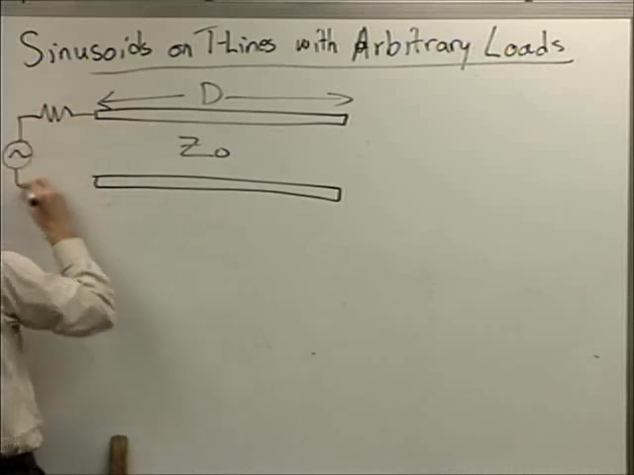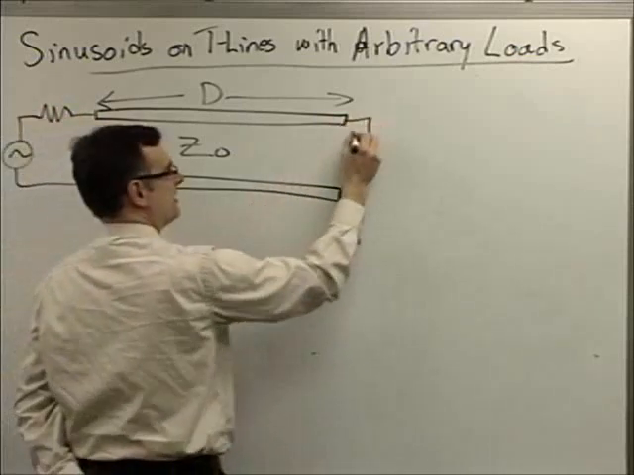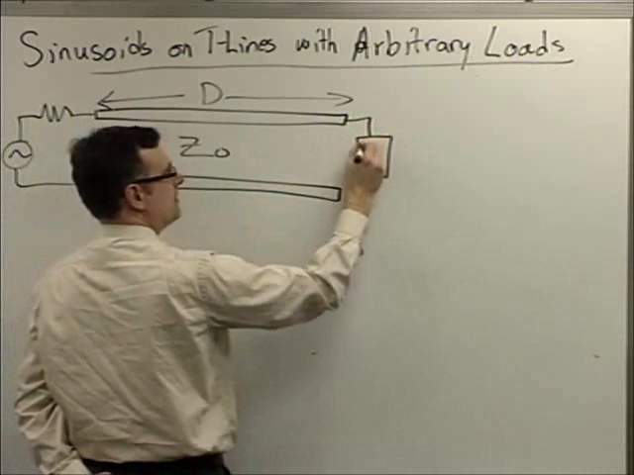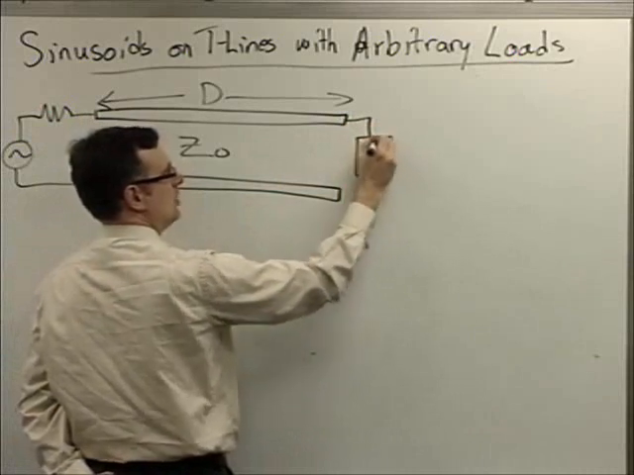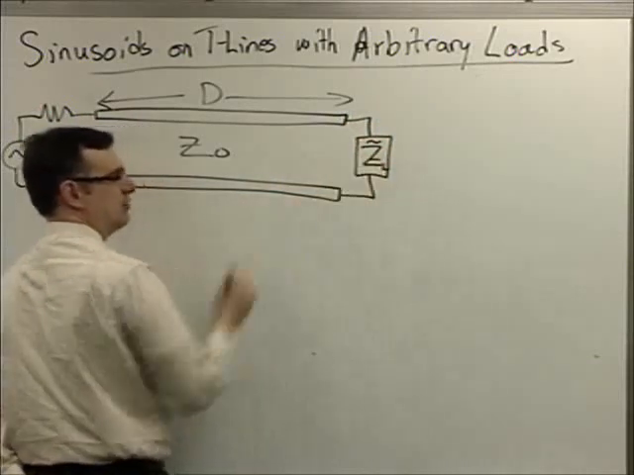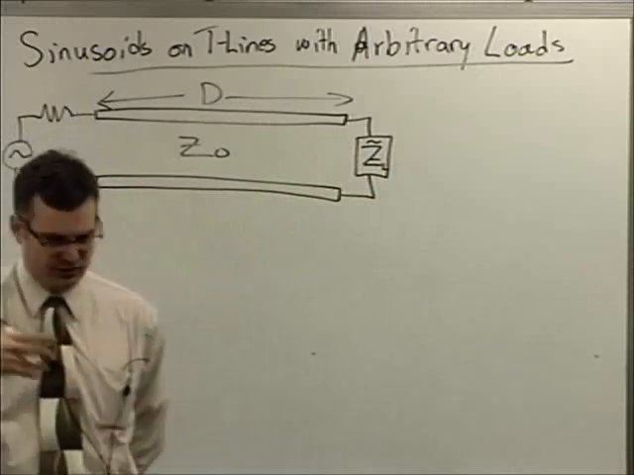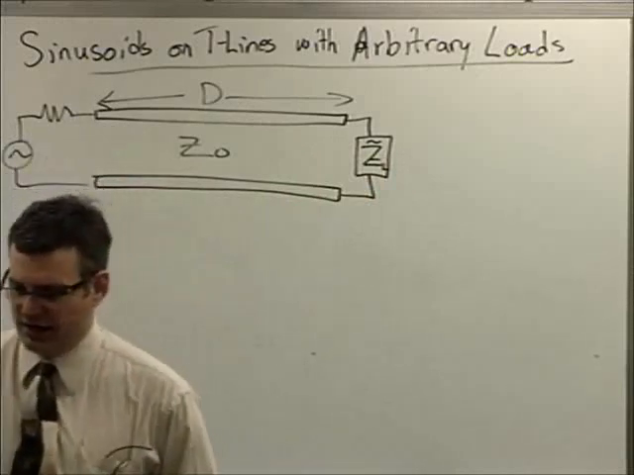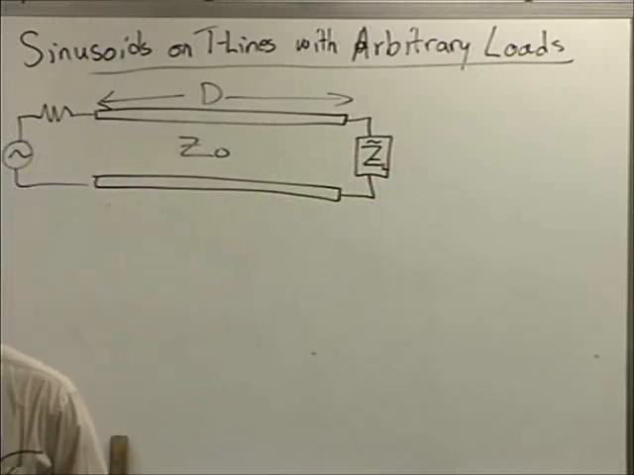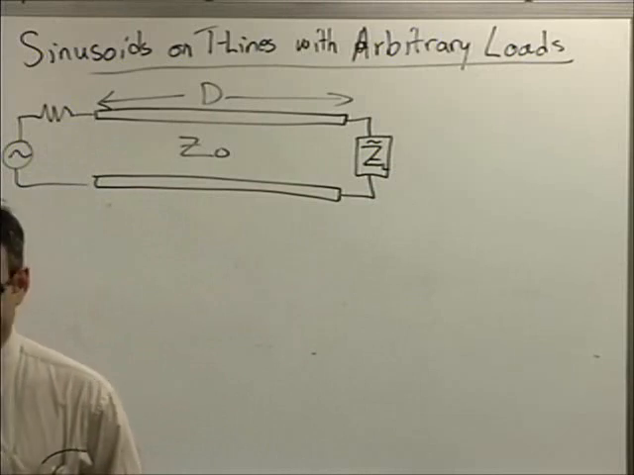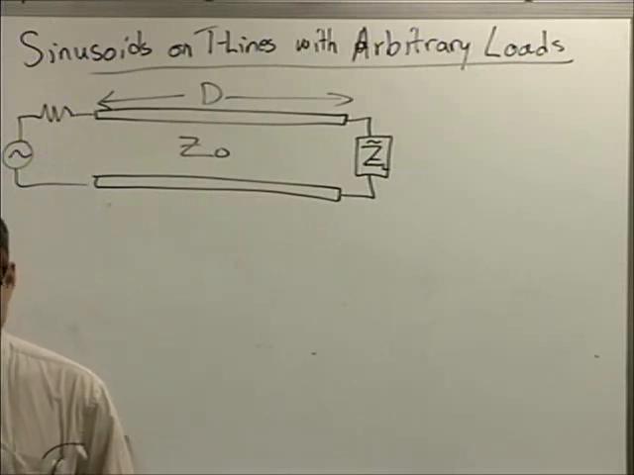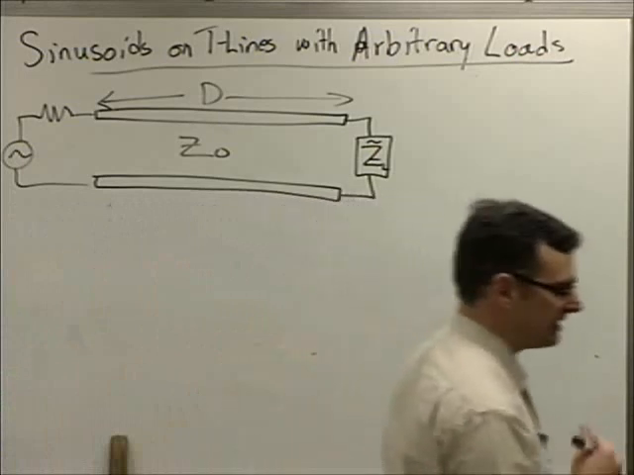Here's my sinusoidal source. And we're going to connect this to an arbitrary complex load, ZL with the squiggle on it. So it'll have an amplitude and a phase. So it's some combination of inductors and capacitors and resistances that I can represent as a Thevenin equivalent load, complex phasor.